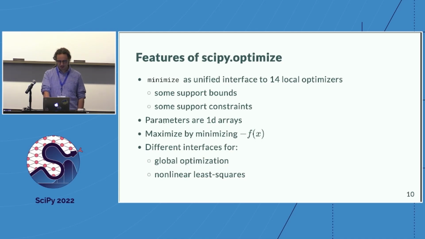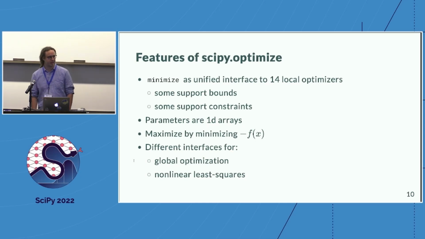The parameters are in all cases 1D NumPy arrays. And if you want to do a maximization, you need to flip the sign of your function. So then you minimize the negative of the function. More importantly, you need to remember to flip it back if you need the optimal function value, because otherwise you're calculating with the wrong number.